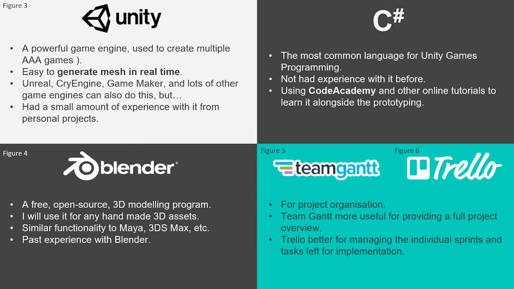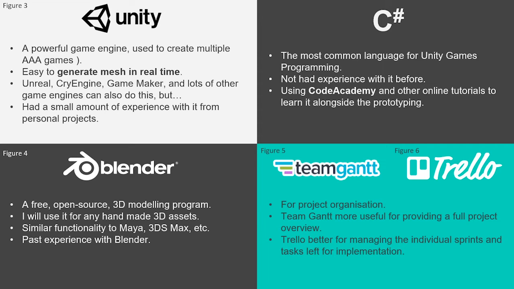In terms of technologies I'll be using, I plan on using Unity 3D for my prototype. It's a powerful game engine that's been used to create AAA games and is well suited for the procedural generation of terrain due to the ease of generating mesh in real time. While many other popular game engines can also do this, I found that Unity makes it the most straightforward, and I've had some experience using it for personal projects and university work in the past.